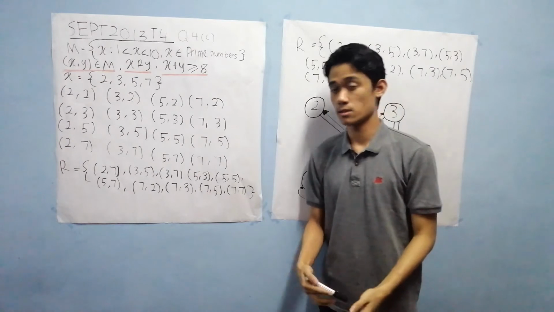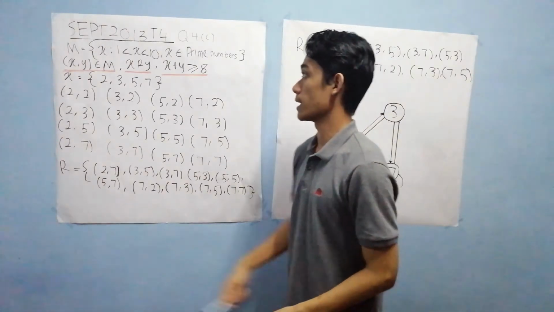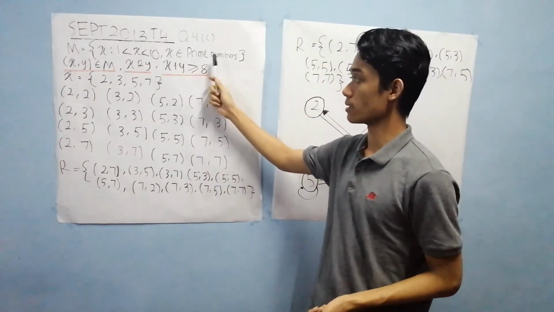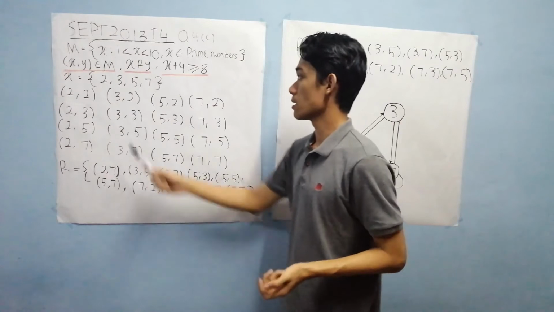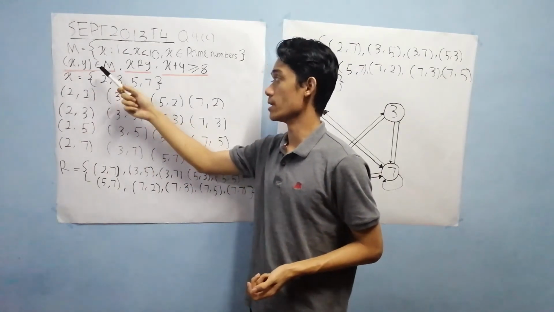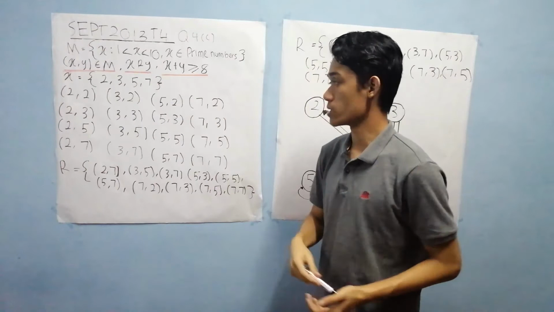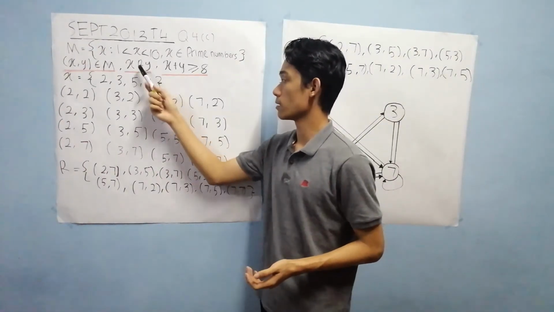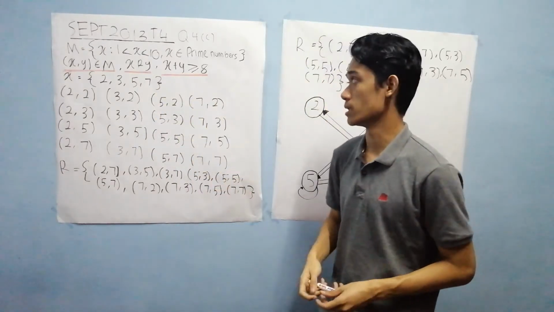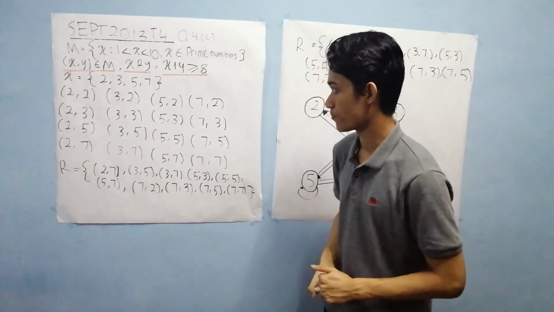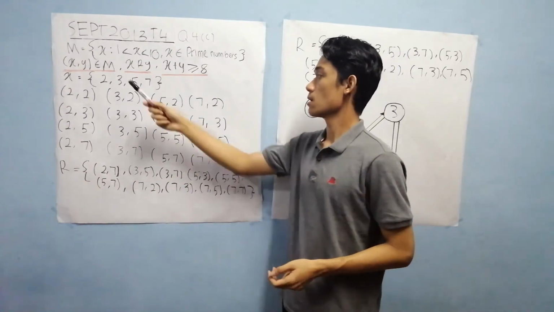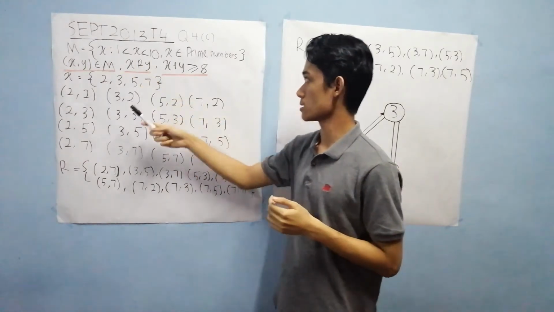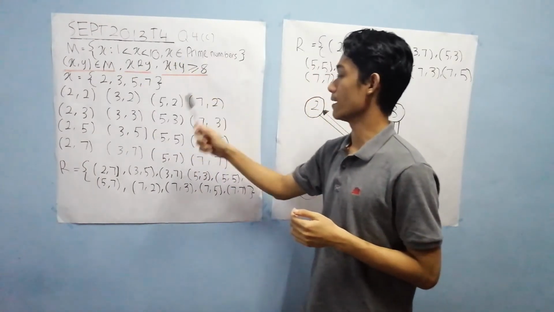From the questions, we must extract the important things. We know that M contains numbers 2 until 9 and also prime numbers. We know that ordered pair (x, y) is an element of M. R is a relation x R y with x plus y must be equal to or more than 8. Students must list all the numbers contained in M, which is 2 until 9 and also prime numbers.